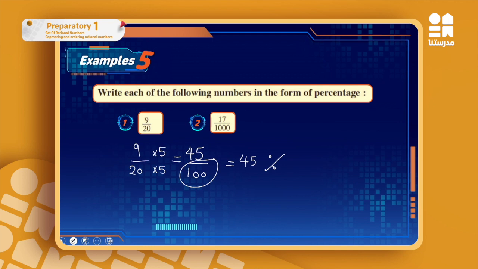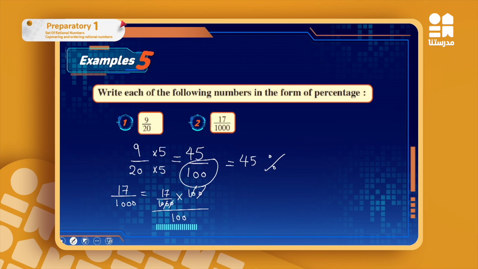Now the second one, 17 over 1,000. Oh my God, I have more than 100. So in this case, we have to write the same number, which is 17 over 1,000 times 100 over 100. I didn't change the value, by the way. Why? Because we multiplied and divided by the same number. Then try to simplify. I'm going to cancel 0 up and 0 down. 0 up and 0 down. Now we have 17 over 10.